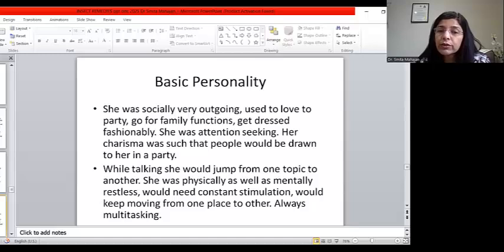While talking, she would jump from one topic to another. She was physically as well as mentally restless. She would need constant stimulation. She would keep moving from one place to another, always multitasking.